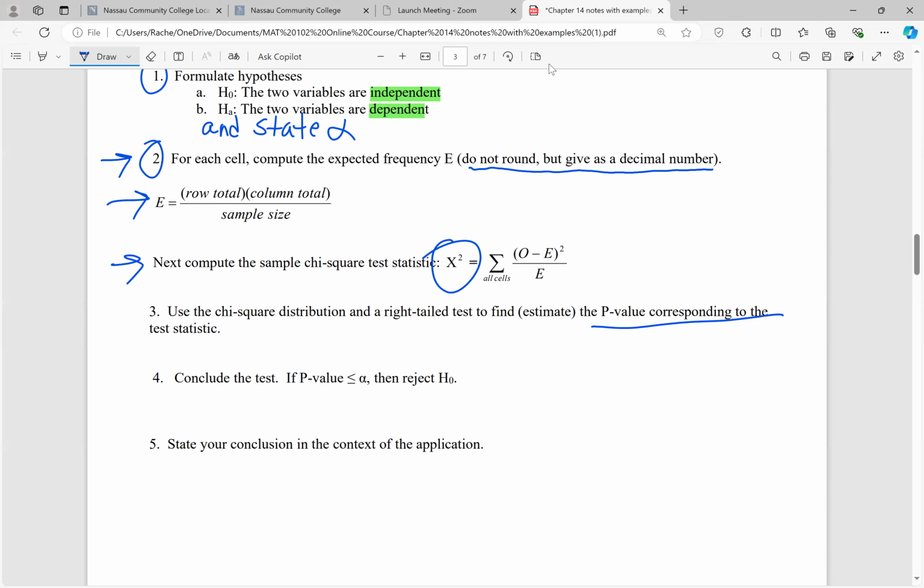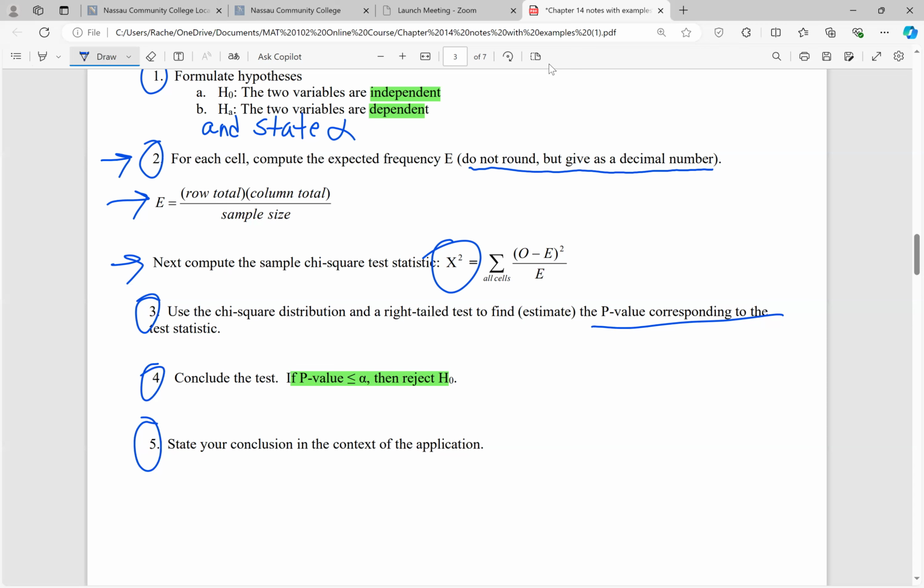Remember, in order to conclude our test, step 3 is to get the p-value, step 4 is our decision rule, right? Remember, if the p-value is less than alpha, then we reject the null hypothesis. It's going to be the same decision rule for the chi-square test as well. And then step 5, I'm always going to have you state your conclusion in the context of the application. So that's how we're going to conduct a chi-square test for independence.